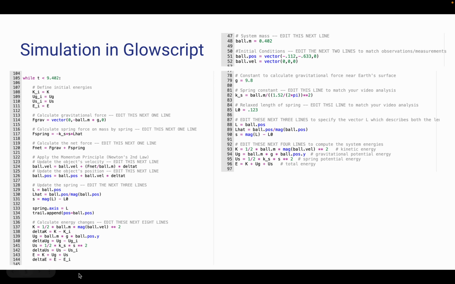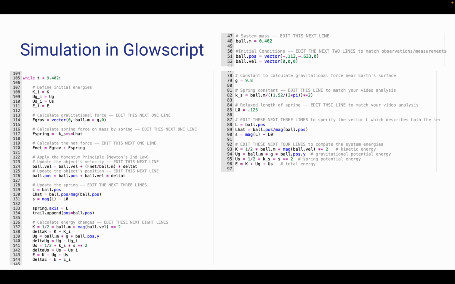Then over here, right after line 100, we calculated the gravitational force using the force formula, the spring force using the spring force formula, and then the net force by adding the spring force and the gravitational force. We then use the position and velocity update formulas to update the motion of the object throughout the simulation. And then we use the ball position to find the position of the spring and where the object was, which was given by L and L hat.